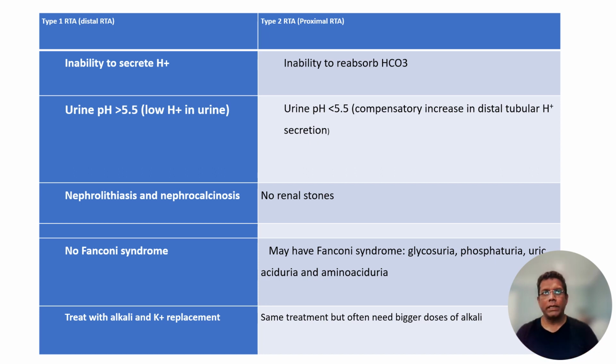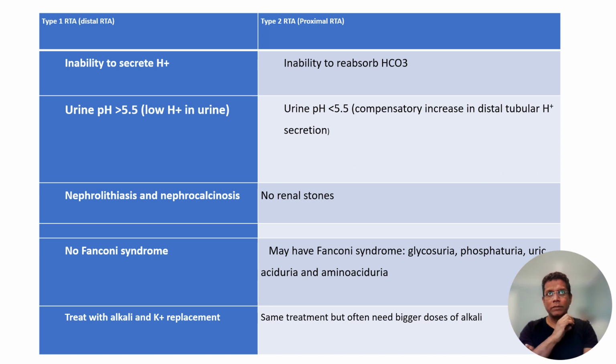Treatment for both, as you can see, is basically to treat with alkali and potassium. Now, the only thing I want you to remember is proximal RTA is generally a bit milder than distal RTA. Generally, not always. In proximal RTA, the bicarb tends to be a bit better than in distal RTA, because as the body realizes it's unable to reabsorb bicarb in a patient with proximal RTA, it will filter less bicarb. But when you start to treat them, you give them sodium bicarbonate, and the kidney promptly filters that out. So they need bigger doses of sodium bicarbonate.